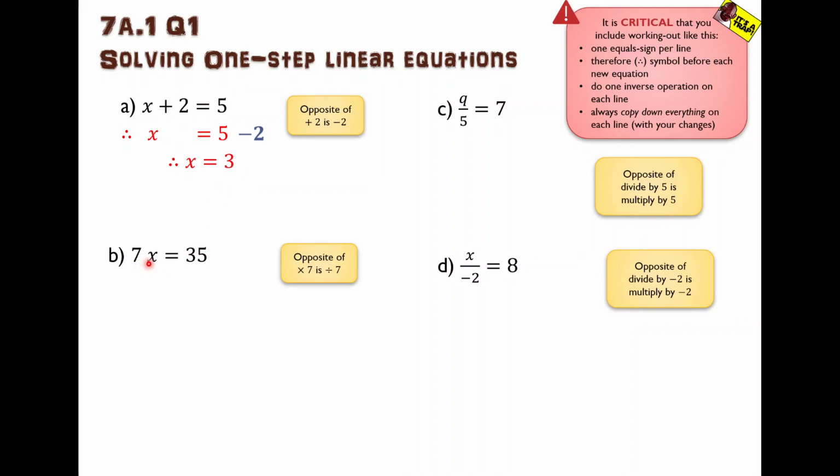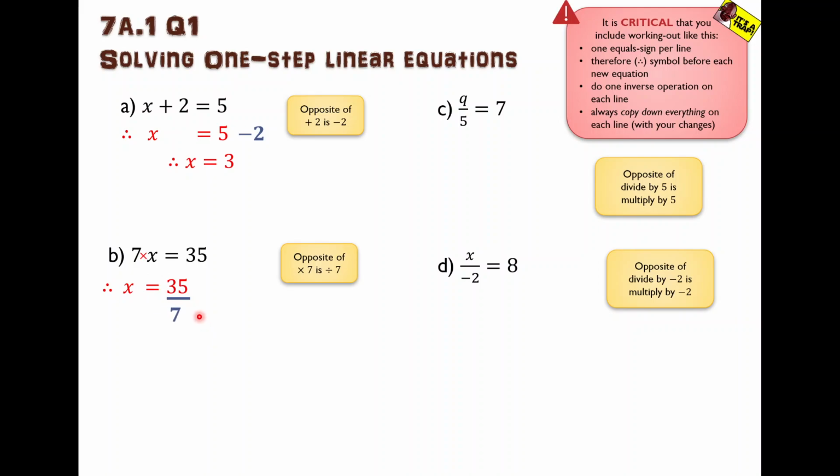7x equals 35. You can imagine I've got a number here and then a letter. This is the coefficient. So there's an invisible symbol here, and the invisible symbol is a times. This actually means 7 times x. So x has been multiplied by 7. What is the opposite of multiplying by 7? It is dividing by 7. So the times by 7 on this side turns into a divide by 7 on the other side.